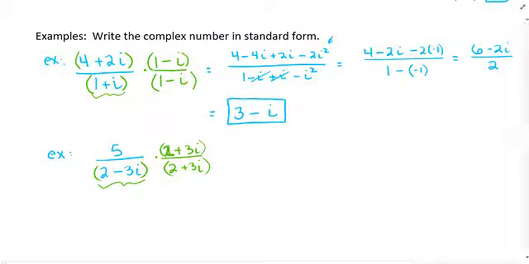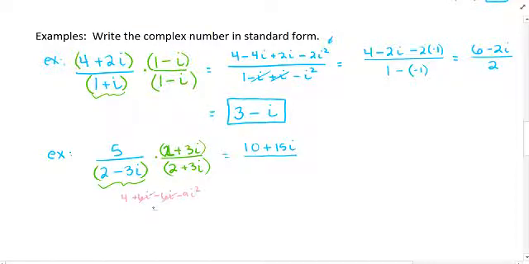Now in the numerator, I just have a simple distribution. So this becomes 10 plus 15i. The denominator down here, look at what happens when I multiply this all together. 2 times 2 is 4. 2 times 3i. Then I'm going to take my -3 times 2. And my -3i times positive 3i.